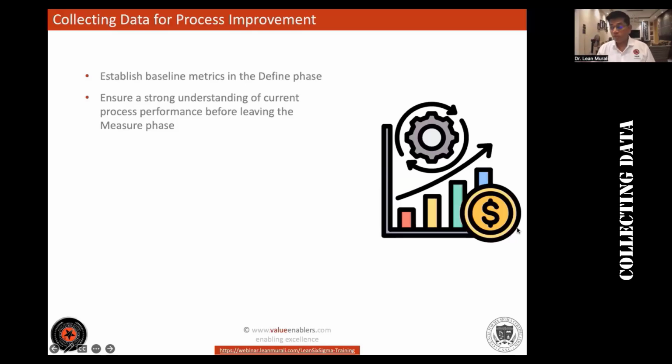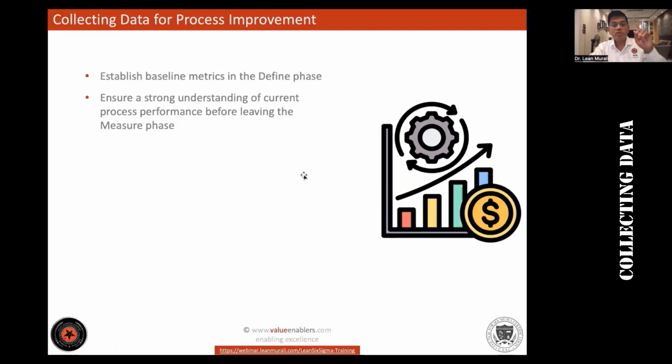What should your body temperature be? What should the sugar level be? What should the blood pressure be? And then see the gap and try to give your treatment so that you can go from the current level to the desired level. If this is clear, type SC, super clear, in the chat box.